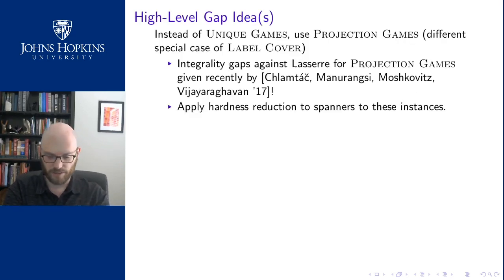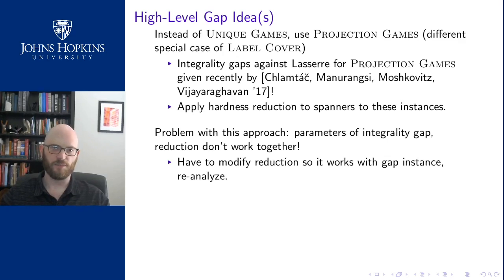Okay, so what are we going to do? We're not going to use unique games, but we're still going to use this idea of plugging in a special set of label cover instances into our hardness reduction. So what instances do we use? Instances of what are called projection games, which are almost full-blown label cover, but not quite. Why? Because recently, Chlamtáč et al. showed that you could build good integrality gaps against Lasserre for projection games. Okay, so now it sounds like we're done, right? We can just apply the hardness reduction to spanners. Instead of going from label cover or from unique games, we go from projection games.